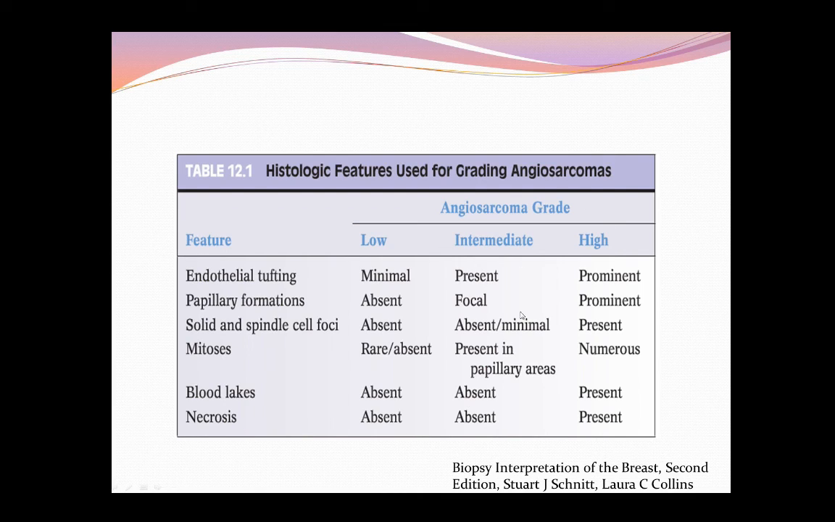The intermediate grade is where tufting can be present, papillary formations can be focal, and solid foci of spindle cells are absent, but they can be minimal or rare. The mitosis is present in the papillary area, or in the solid spindle cell high-grade foci. Again, the blood lakes and necrosis are absent.